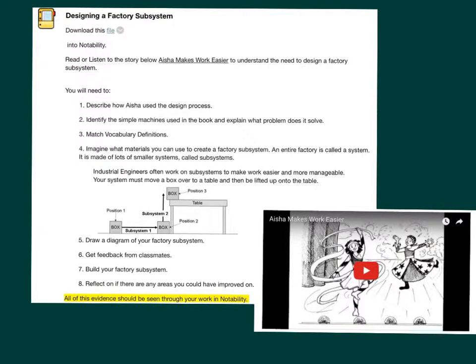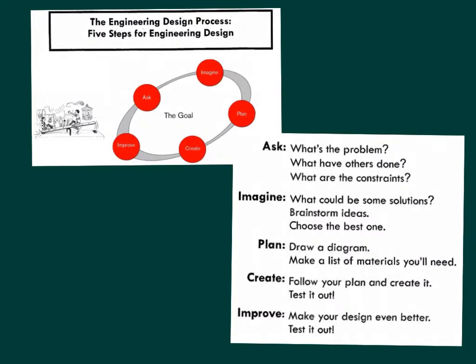5. Draw a diagram of your factory subsystem. 6. Get feedback from classmates. 7. Build your factory subsystem. 8. Reflect on if there are any areas you could improve on. All of this evidence should be seen through your work in Notability.